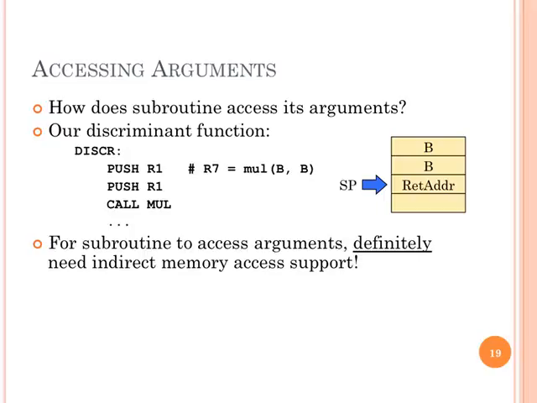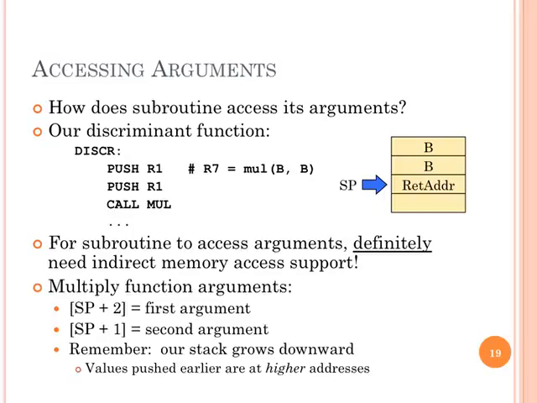So you can see that indirect memory access becomes very, very important because that's the way that I can refer to B, or the other B, and not have to pop everything off. This is the way that I could access these function arguments. SP plus 2 is going to be the first argument. SP plus 1 will be the second argument. Again, this is just another convention where the first argument is pushed first. We could push the last argument first. We could certainly do that as well.